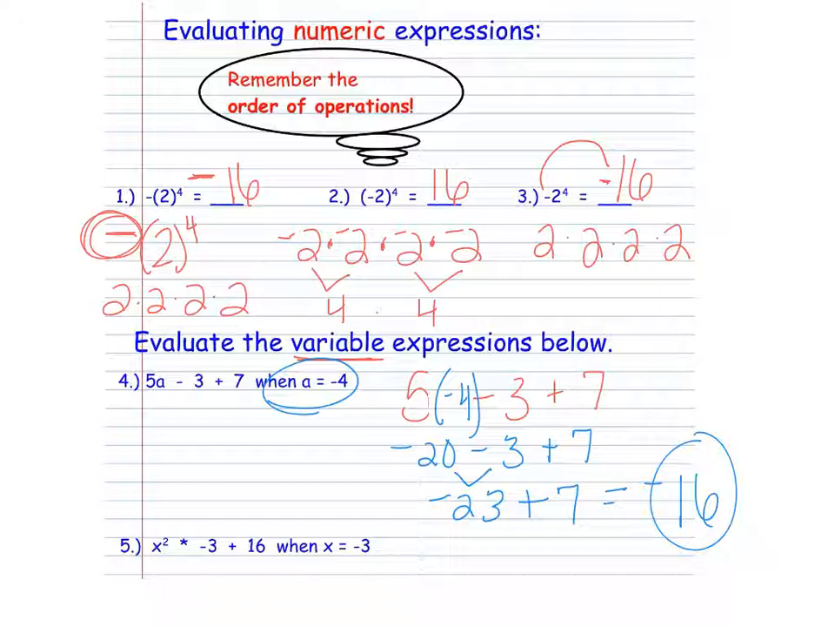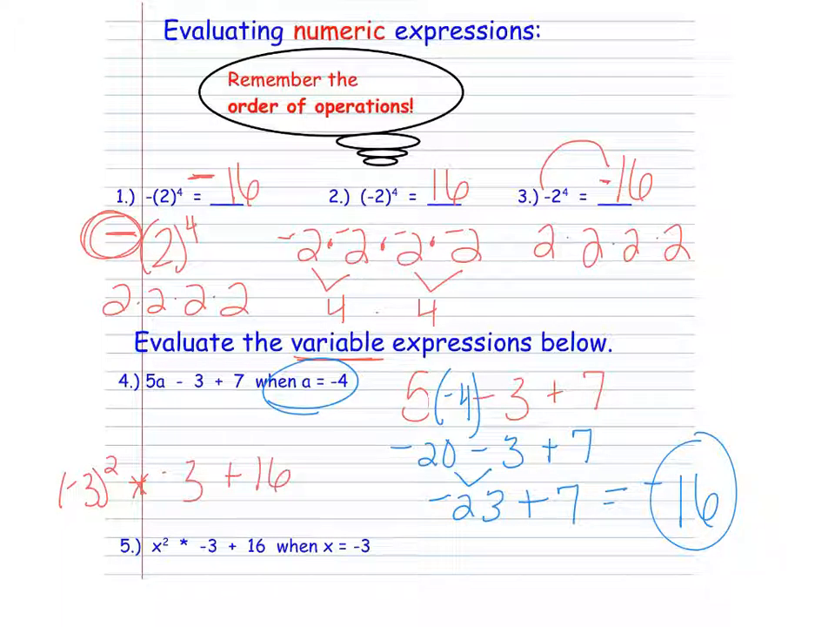Okay. Let's take one more example. It says x squared times negative 3 plus 16. I'm going to solve this one right up above it. In place of x, I'm going to fill in negative 3 times negative 3 plus 16.